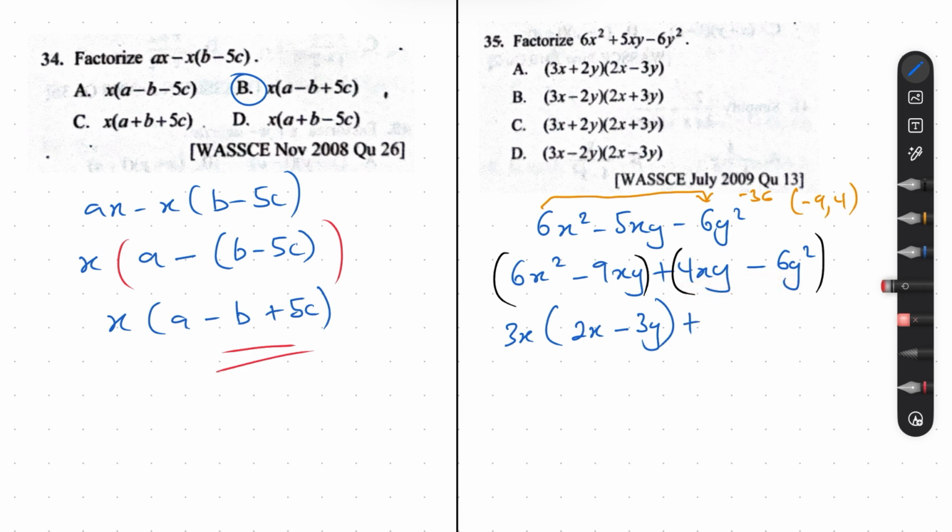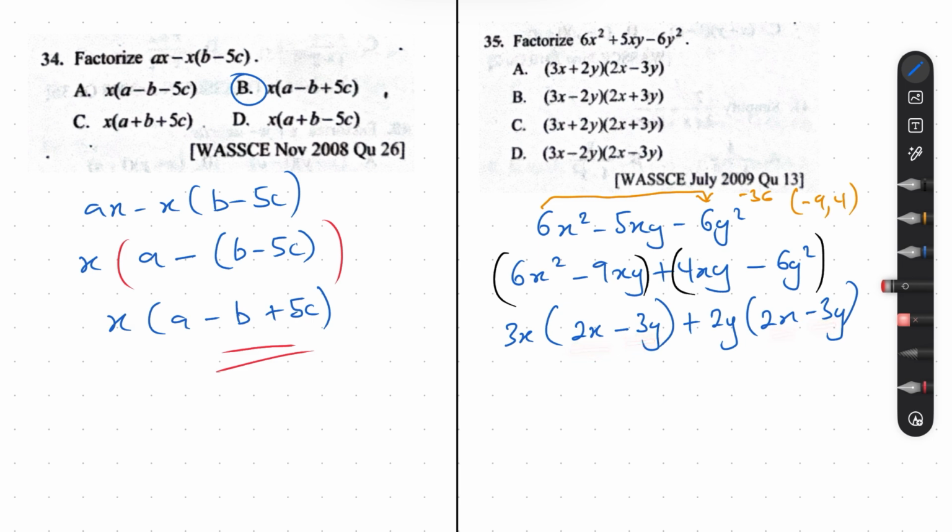Then plus here, what can you factor out? What is common? Y is common. And then also we can factor 2 from here and 2 from here. So let's factor 2y, and in the bracket, we are left with 2x minus 3y, because when you factor 2y out of 6y, you have 3y. So now we have two expressions. What is common in these two expressions? 2x minus 3y is common.